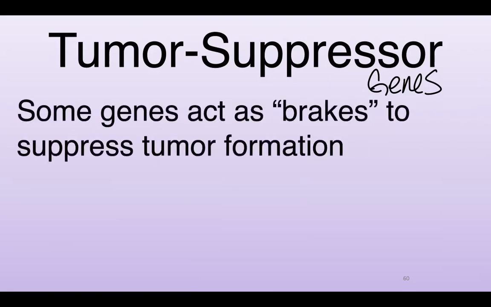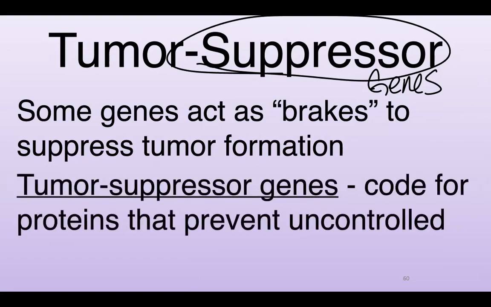Now, this should say tumor suppressor genes. So this is one of the ways that your body keeps cancer in check. It's quite possible that at any point in your life, you do have cells that are dividing uncontrollably when they shouldn't, but your body has a way to keep those numbers in check. So tumor suppressor genes act as brakes to suppress tumor formation. That's exactly why they're called tumor suppressor genes. To suppress means to prevent something from happening. So these code for proteins that prevent uncontrolled division.